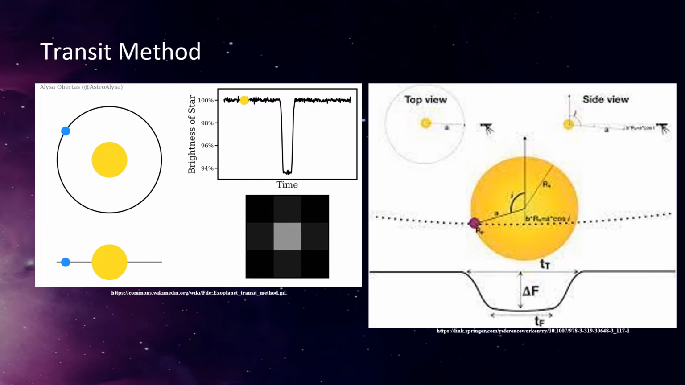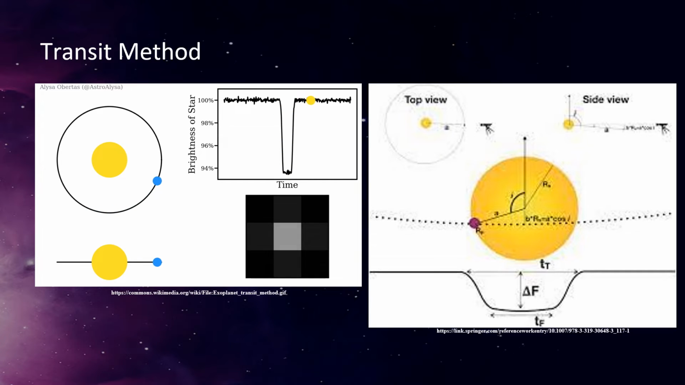For the sake of time, I will only go over three detection methods. The first method that we will discuss is the transit method, and it is the most successful. When an exoplanet orbiting a star passes between the star and the observer, the star appears to slightly dim. We can use this method to detect a planet's size and the orbit by measuring the magnitude of the drop in brightness, as well as the time of the event.